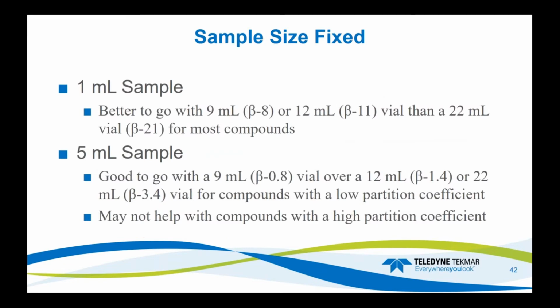So, wrapping up, for a 1 mil sample, if that's all you have, it's better to go with a 9 mil or 12 mil vial than a 22 mil vial for most of the compounds. With a 5 mil sample, you're good to go with a 9 mil vial over a 12 mil vial or a 22 mil vial for compounds that have a low partition coefficient. If you have compounds that have a high partition coefficient, vial size will not make a difference.